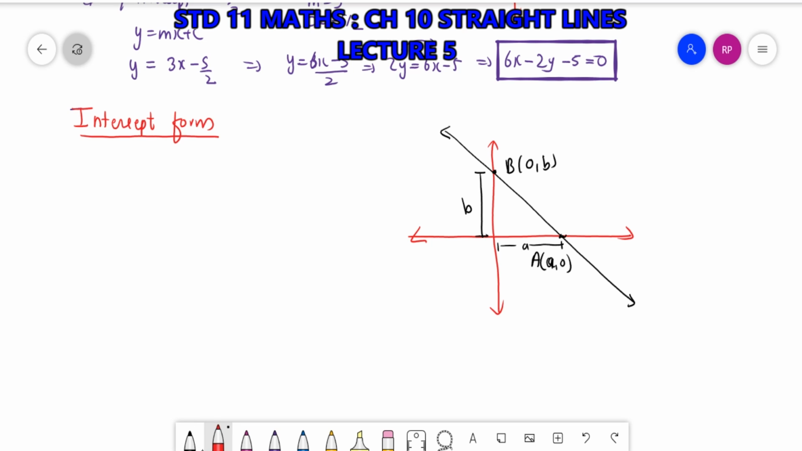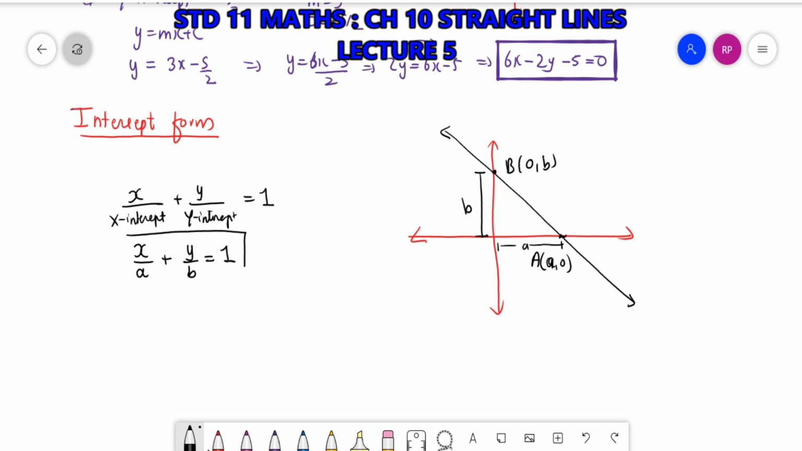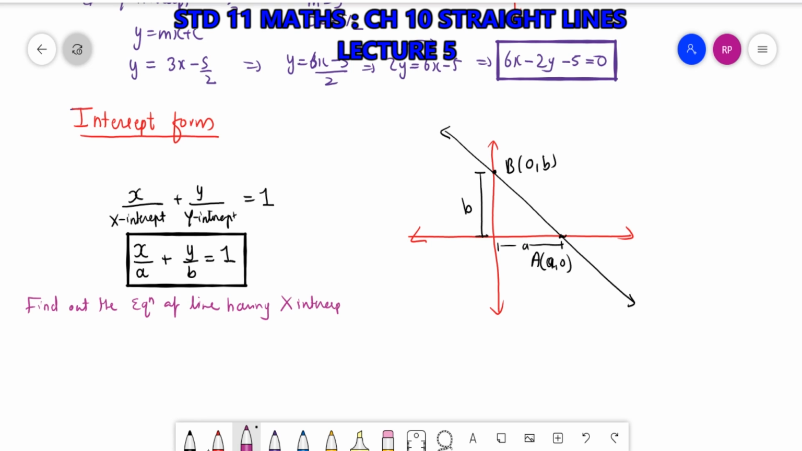In this case, the equation of the line will be x upon x-intercept plus y upon y-intercept is equal to 1. That means x by a plus y by b is equal to 1. This is the intercept form. Clear? Let's take one example now. Find the equation of the line having x-intercept 5 and y-intercept minus 3 by 5.